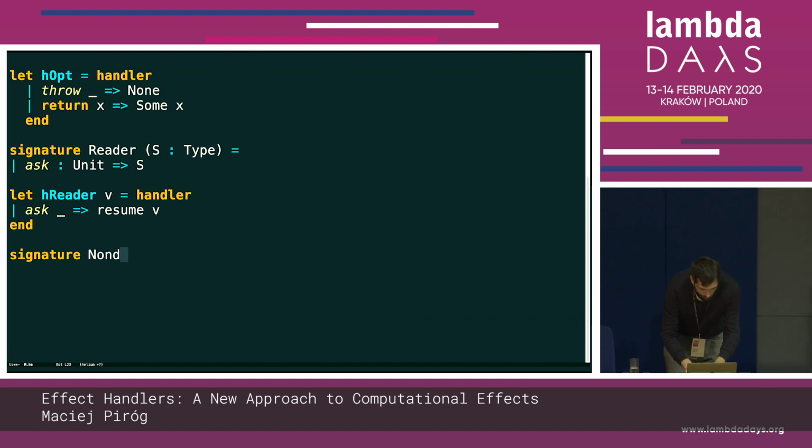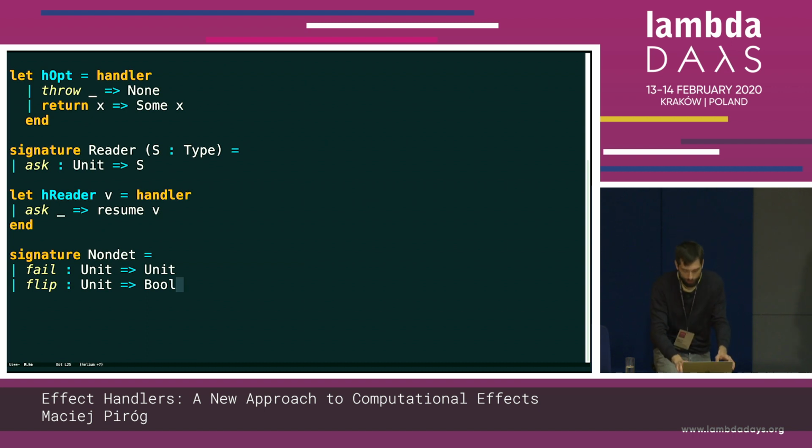Signature nondeterminism. When I have a fail, which is of type unit, and I have flip, as in flip a coin, unit into bool. Okay, I can write a handler for that. Obviously, I have a choice what kind of handler I want. And I say I want the handler to just keep everything, like all the results, on a list, as in the case of the list monad.